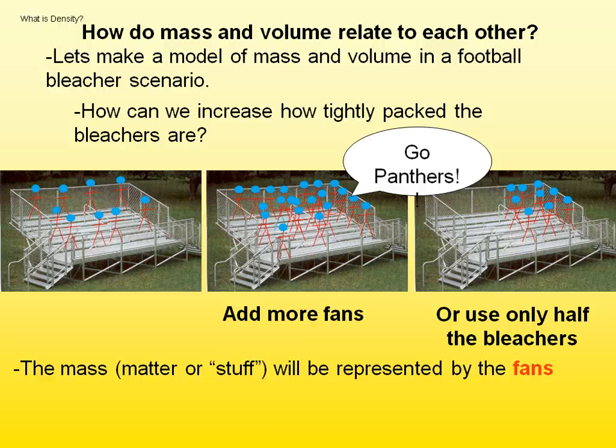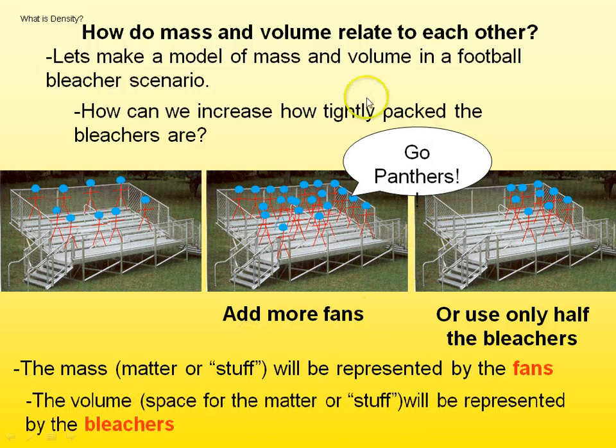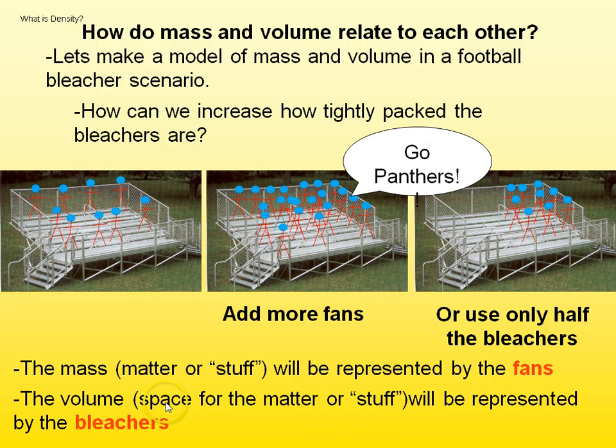So now we're going to look at the definition of density. Yes, all of this is related to density. The volume, or space for the matter or stuff, will be represented by the bleachers. So that is that second line under the little squares. The volume is represented by the bleachers. So now we've got mass and we have volume. We have people per bleachers, or fans per bleachers.